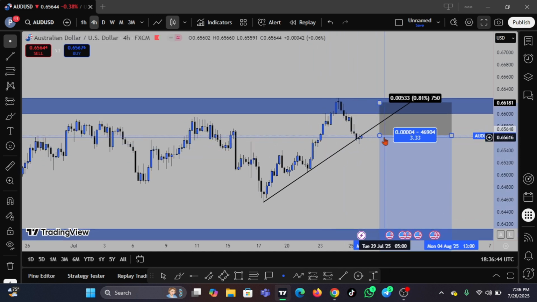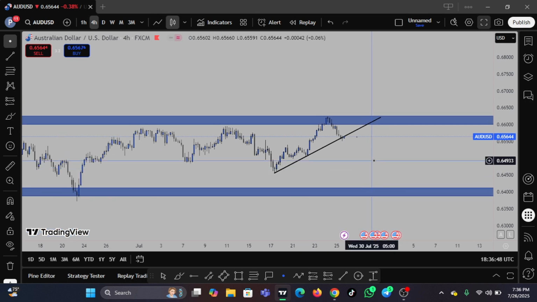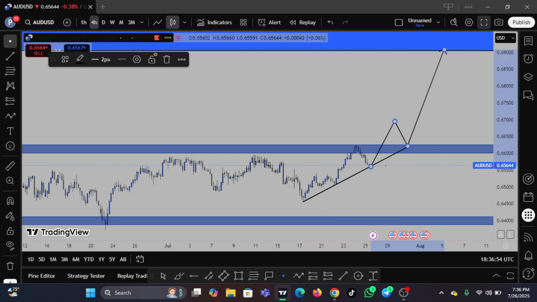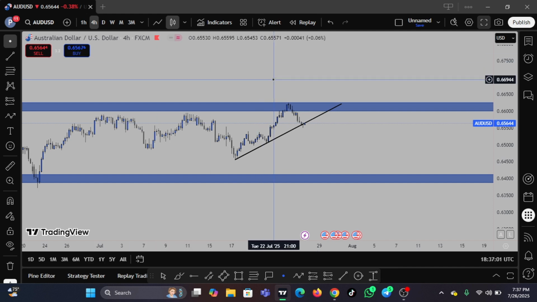If I want to change my bias, of course, we need to have a contingency plan. If I want to change my bias, then I want to see price break above this level, retest, and then we'll switch from bearish to bullish. But currently now I'm bearish on AUD USD.